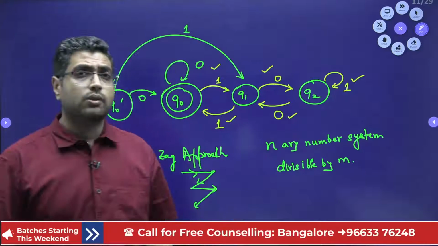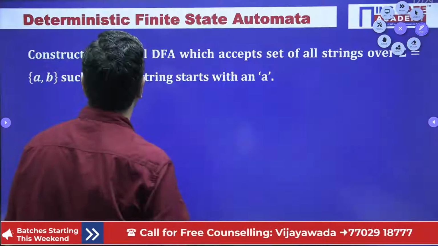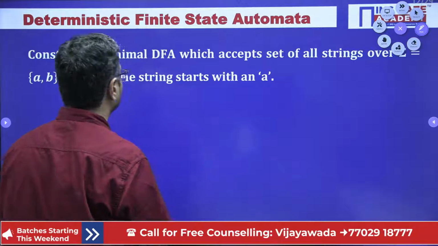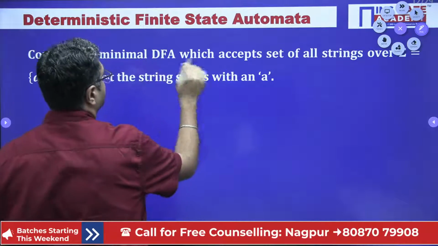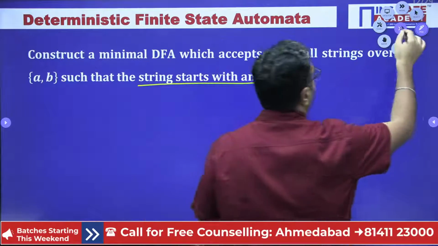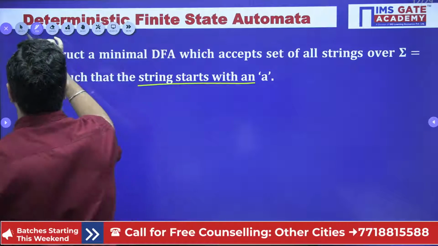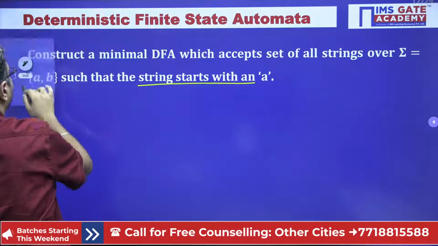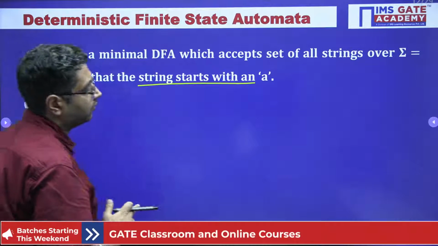I hope the solution is clear. Now let us move to the next question, which you have already done: construct a minimal DFA which accepts the set of all strings over sigma equals a, b such that the string starts with an a. I want that the string should start with an a. What should I do?